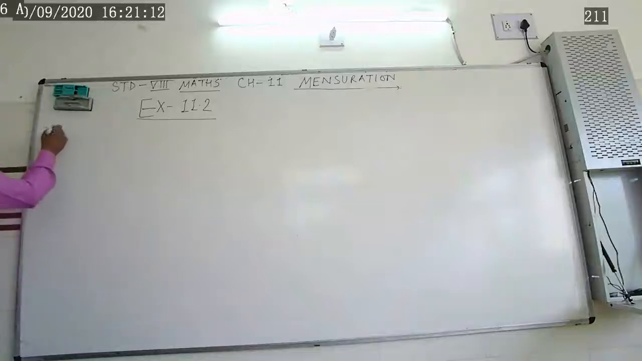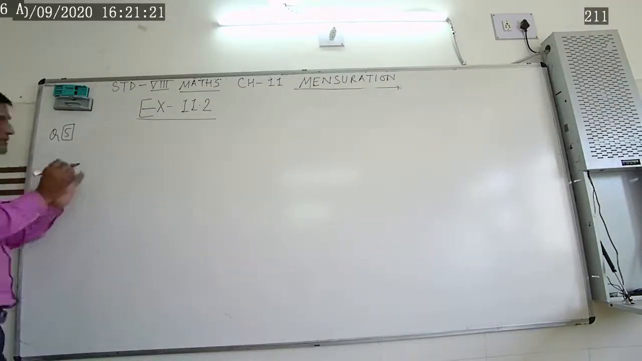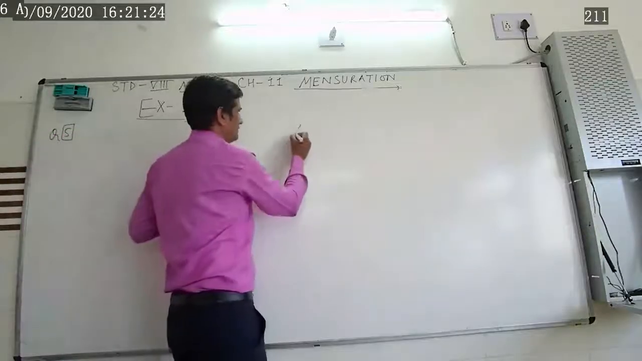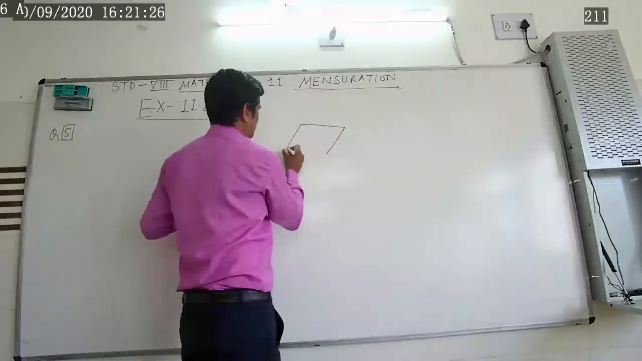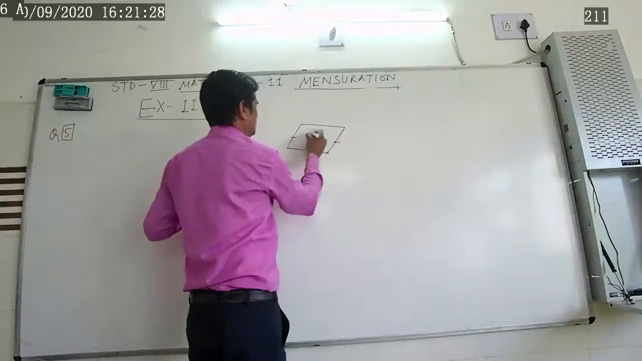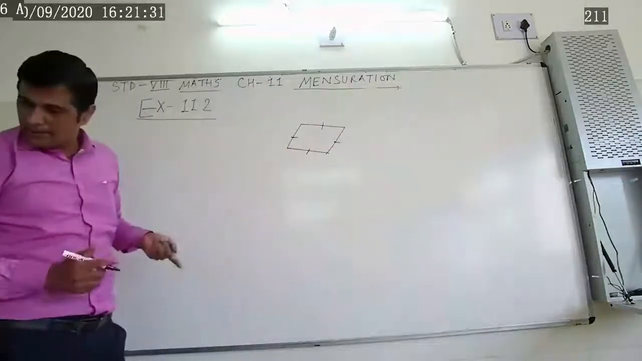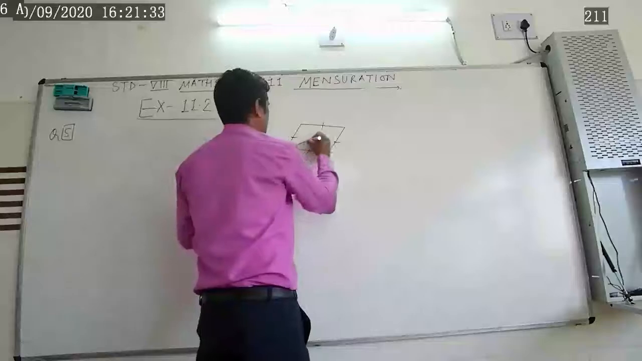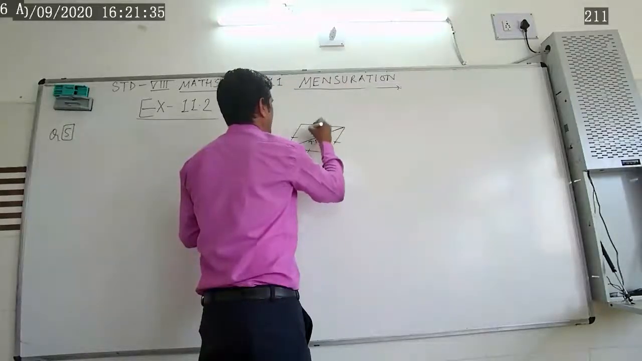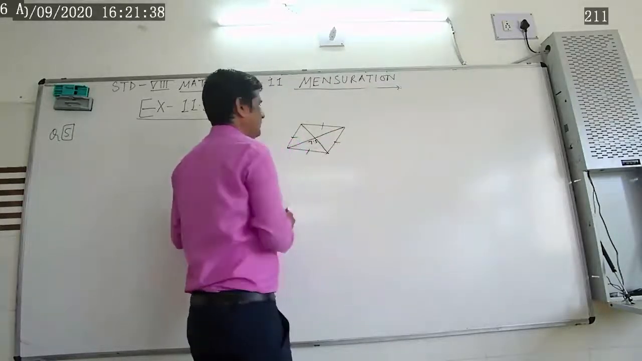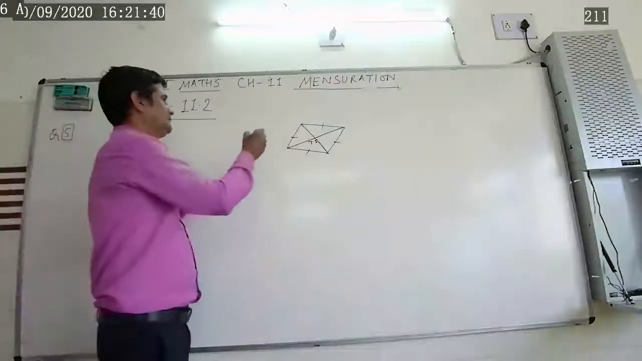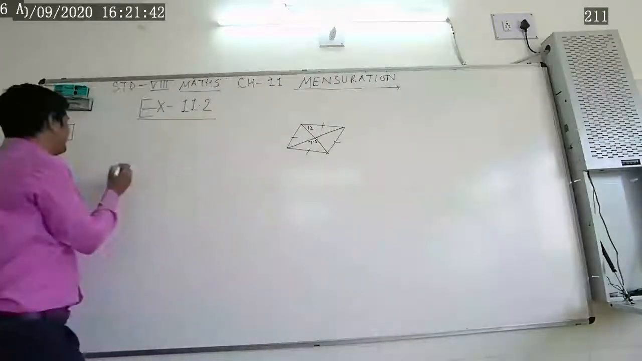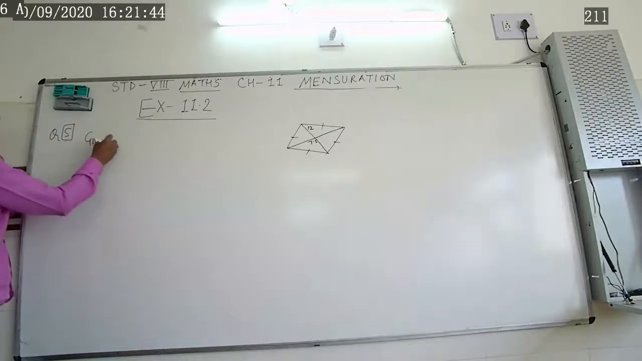The question number 5. What's the question number 5? The diagonals of the rhombus are given. What numbers are given? See, D1 is 7.5 and D2 is 12.